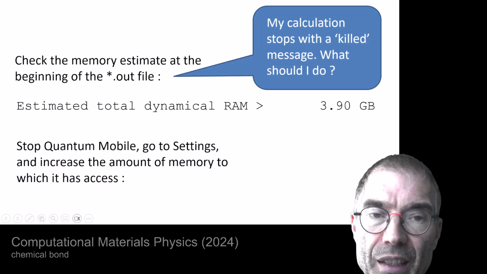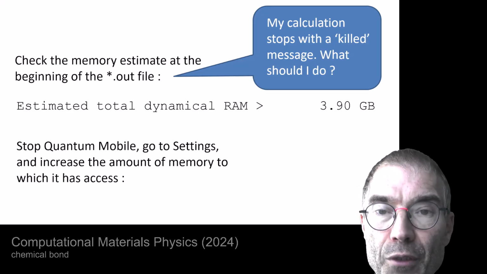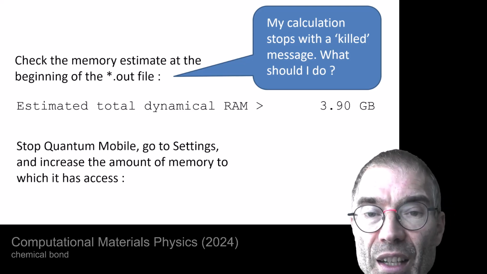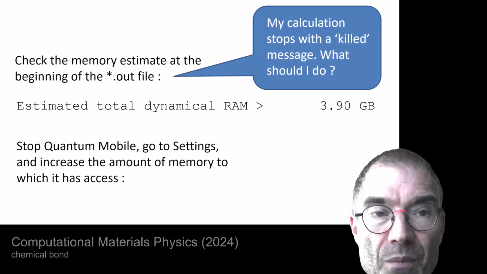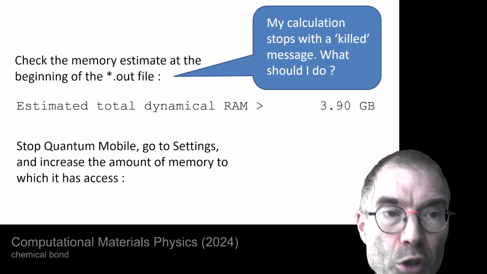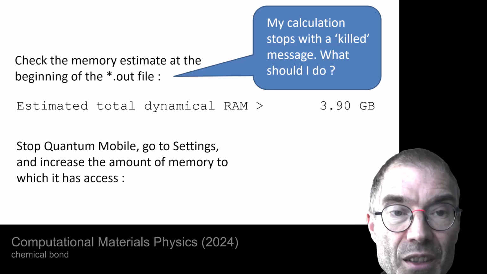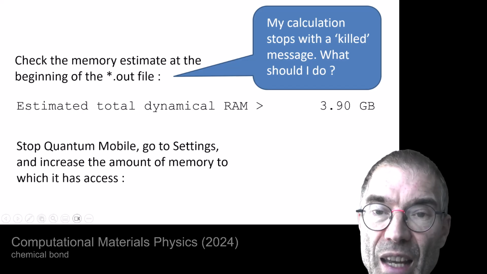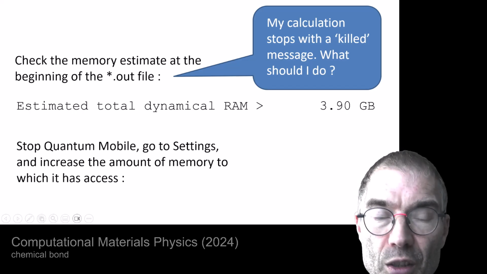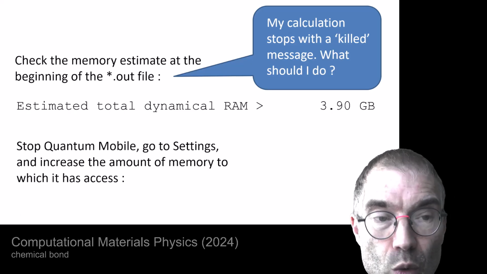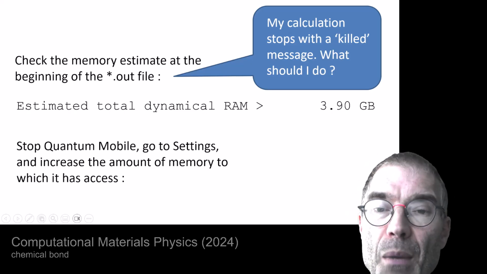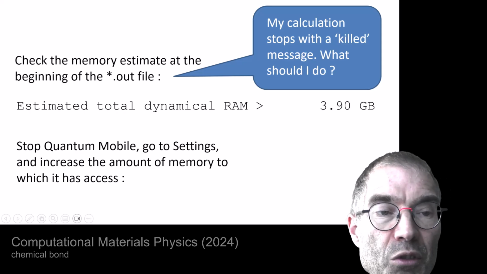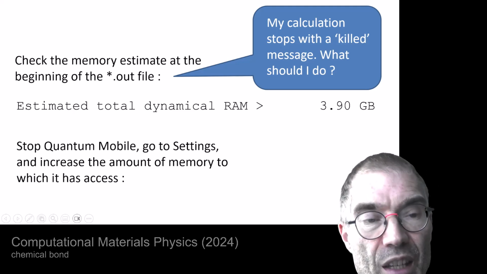If you try cases that are a bit more difficult, that have more electrons in the unit cell, then you may run out of memory. And that is shown in the virtual machine by a "Killed" message. Now, if that happens, you can first inspect the beginning of your output file, somewhere in the first few 100 lines, where there is an estimated total dynamical RAM. And that tells you the amount of memory that the calculation is expected to need.